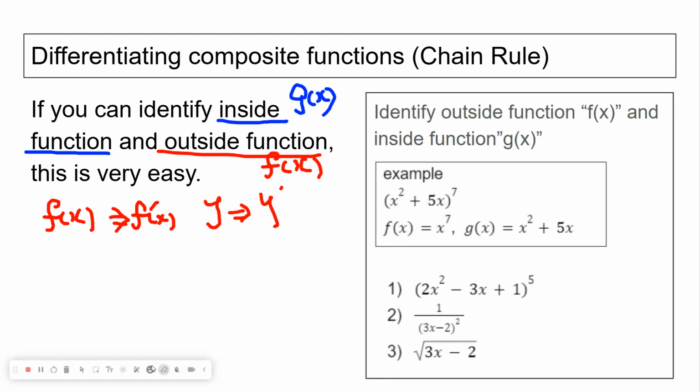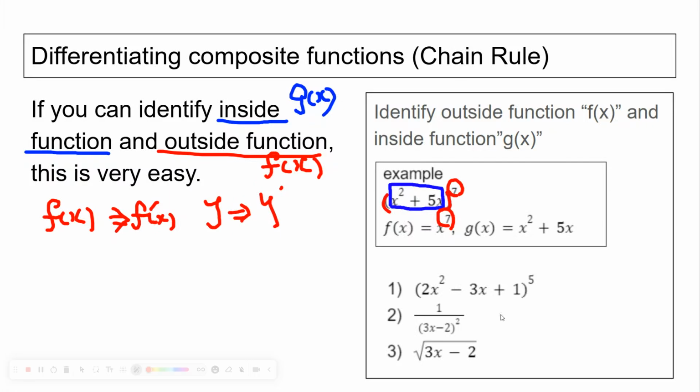Let's see, for this example here, inside function is this one. Outside function is bracket to the power of 7. That means inside of the bracket there is another function. So the outside function is to the power of 7, and the inside function is x squared plus 5x. I don't think it's super hard, eh?